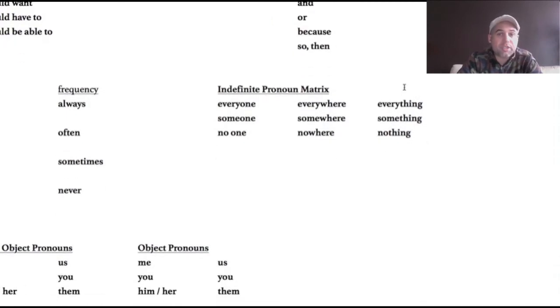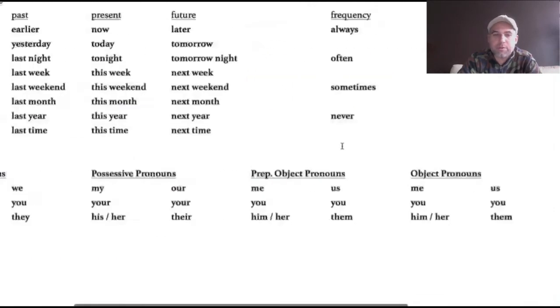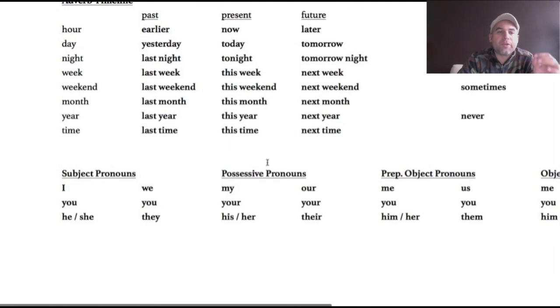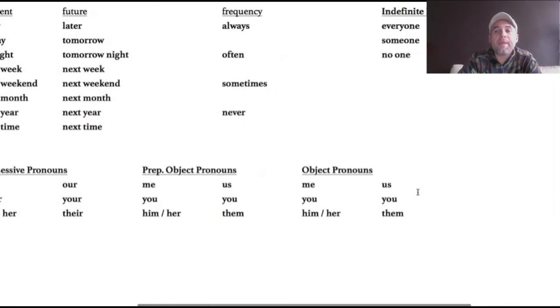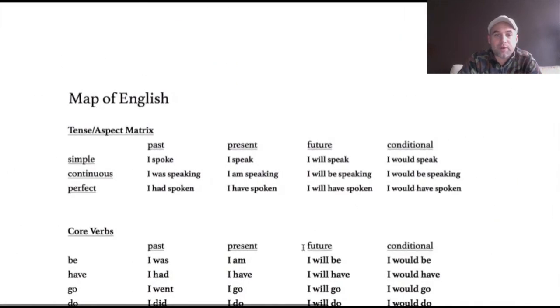Indefinite pronoun matrix: everyone, everywhere, everything, someone, somewhere, something, no one, nowhere, and nothing. Very important things. And then finally, your subject pronouns, possessive pronouns: I, you, he, she, we, my, your, right? Preposition object pronouns, and then direct or sometimes indirect object pronouns. Okay, so that's the map of the language. It's there for your reference.